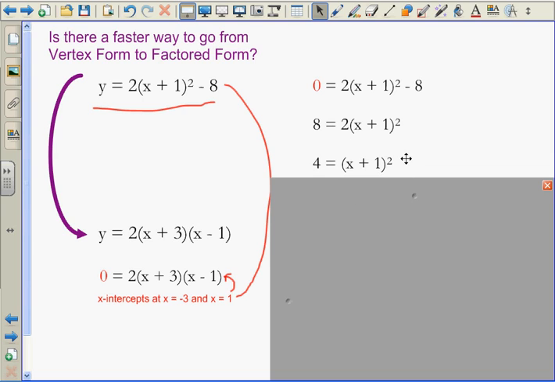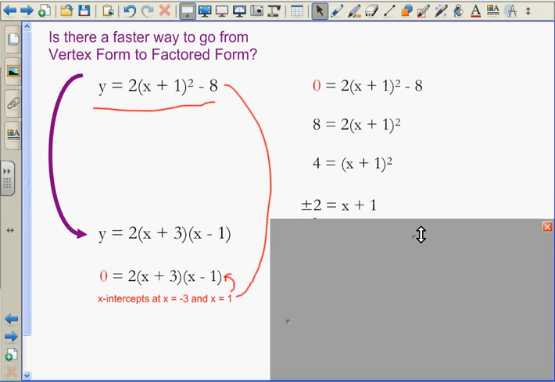And then now that the parentheses are by themselves, we can square root to get rid of the square. If you square root both sides, that'll cancel out the square over here, so we should just have x plus 1. And the square root of 4, hopefully you remember, is not just 2. When you square root, you always do plus minus. So the square root of 4 is positive 2 and negative 2. And then we just have one step left to solve.